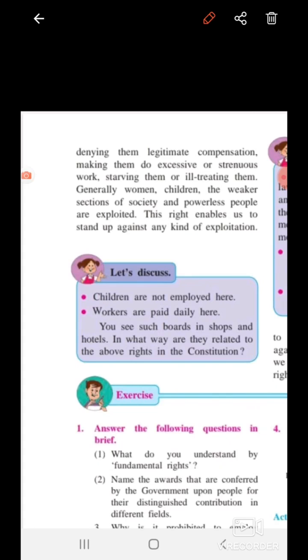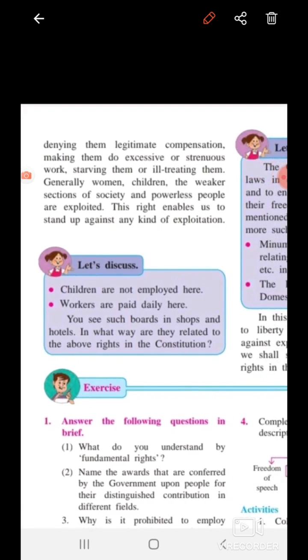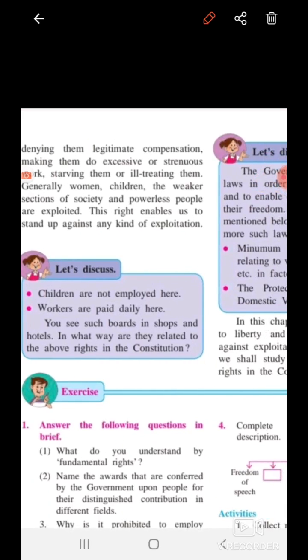Now generally what happens, the women and the children are considered a weaker section of society and they have less power. Therefore what happens, people start exploiting them. But this right against exploitation helps them to overcome any difficulty that comes in their life.